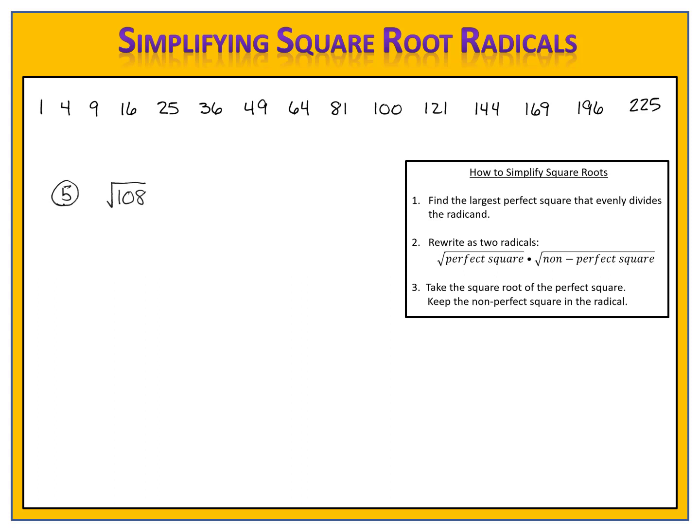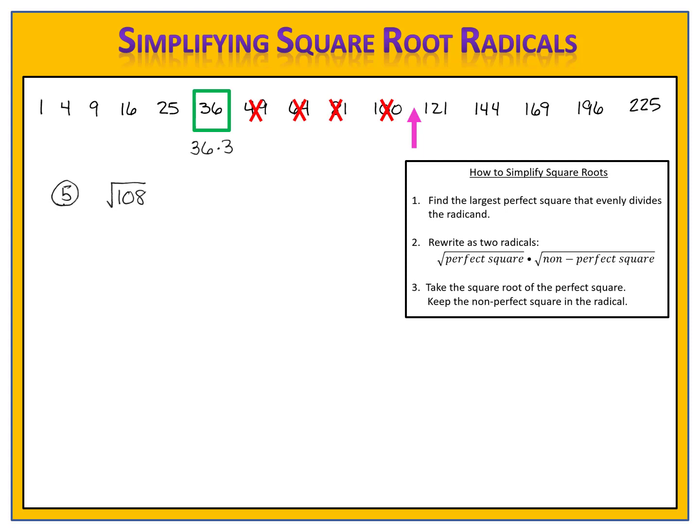Let's compare answers. We look for 108 on the number line. It's located between 100 and 121. We go down the list to find the largest perfect square that evenly divides 108. We go one at a time until we find that number that actually works, and that number is 36. 36 goes into 108 3 times. 36 times 3 is 108.